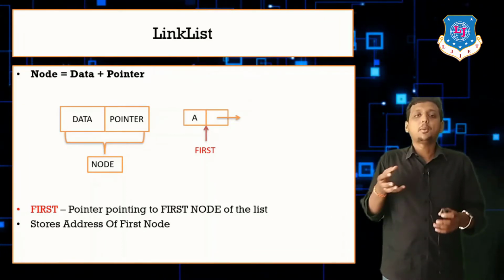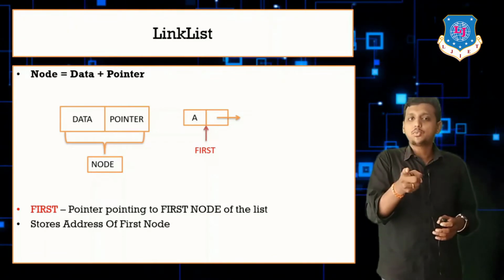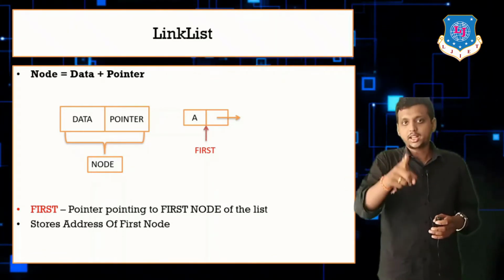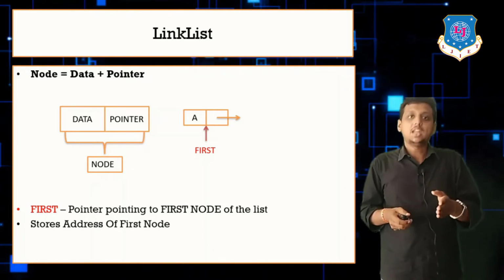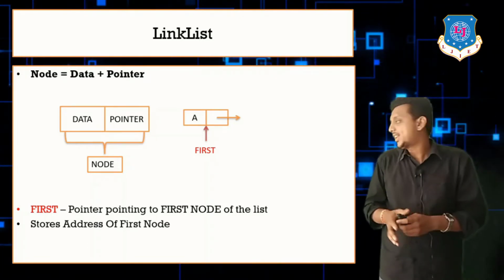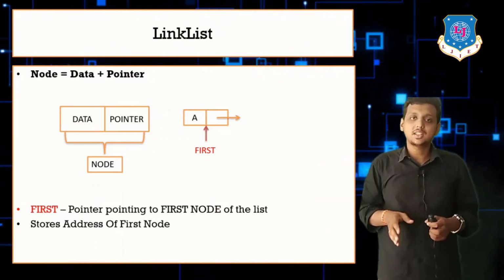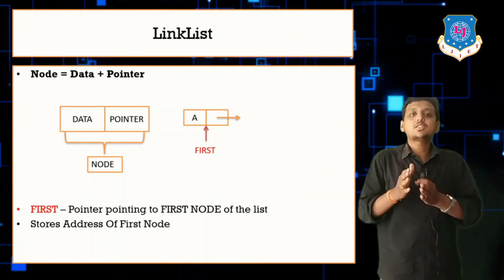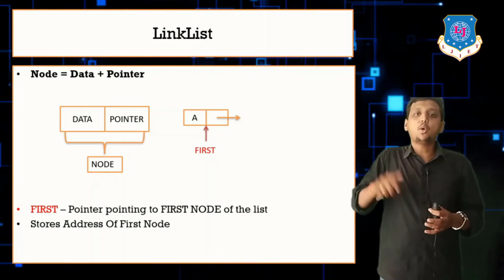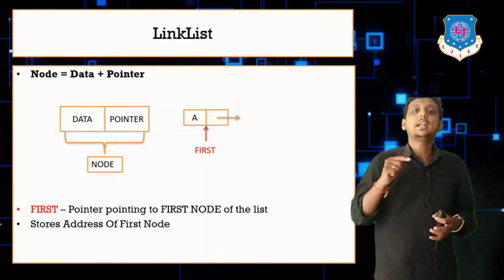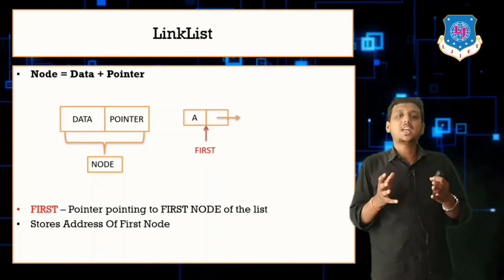Okay, if the pointer P points to node A, that means P stores the address of A, where A is located. Correct? If I write int A and int *P, and P is equal to &A, that shows that P stores the address of A. That's why we can say that P is a pointer which is pointing to the element A. So obviously, a pointer is used to store addresses.